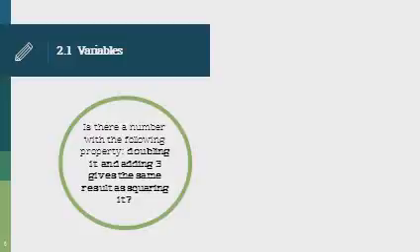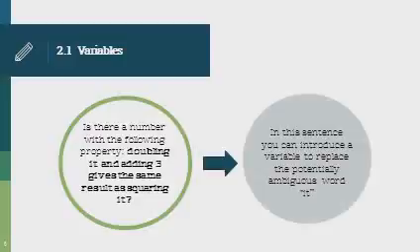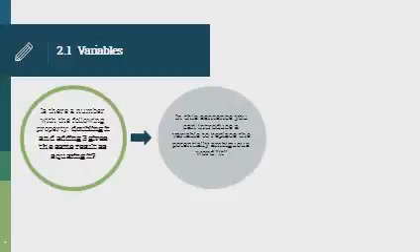Consider natin itong situation na to. Is there a number with the following property? Doubling it and adding 3 gives the same result as squaring it. Okay, in this sentence, you can introduce a variable to replace the potentially ambiguous word it. So what do you think will be a good replacement doon sa it? Kalimitan kasi pag variable sa pinag-uusapan, unang-una agad may isip is si x. So try natin ipalit si x doon sa it. So that will be x.